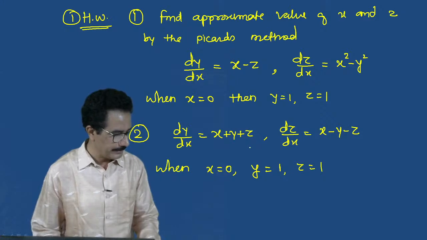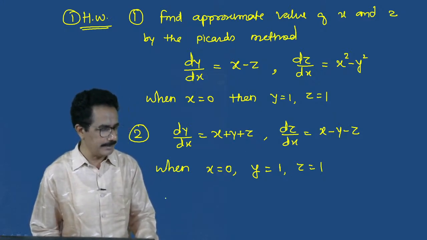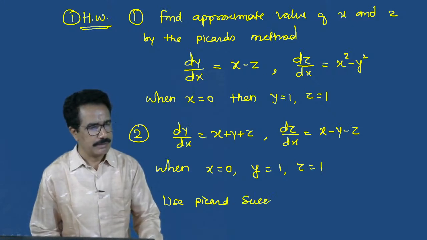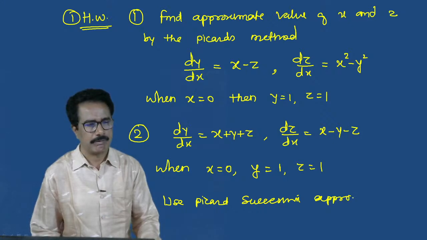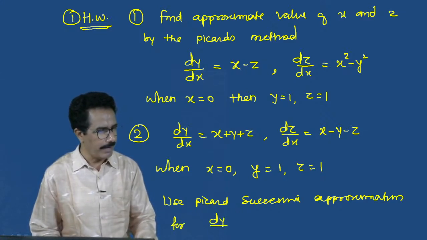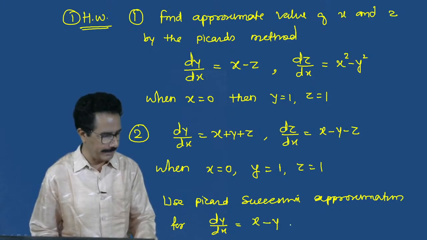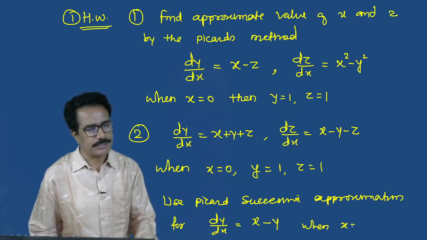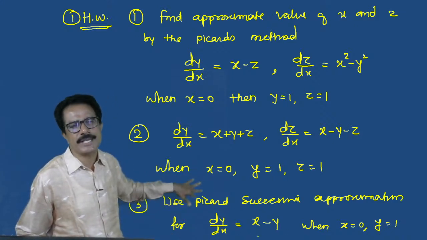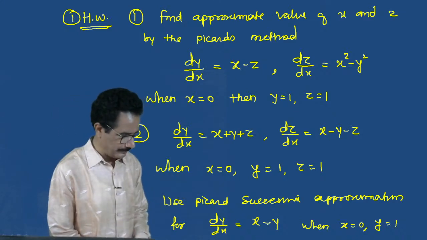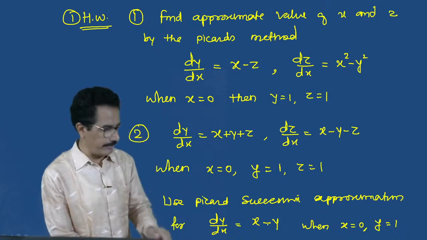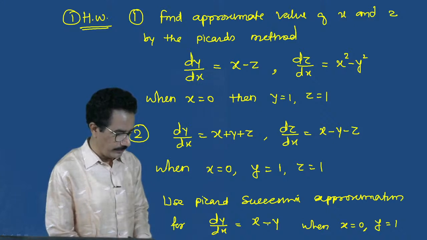And the other one, by the Picard's approximation, use Picard's successive approximation for dy by dx equals x minus y, when x is equal to 0, y is equal to 1. Do it like the earlier problem. You can use u1 or y1, either works. So you can calculate this problem also. Take 3 approximations of this, up to 3. For the first and second problems take 2 approximations, for the third take 3 approximations. So you can calculate this.